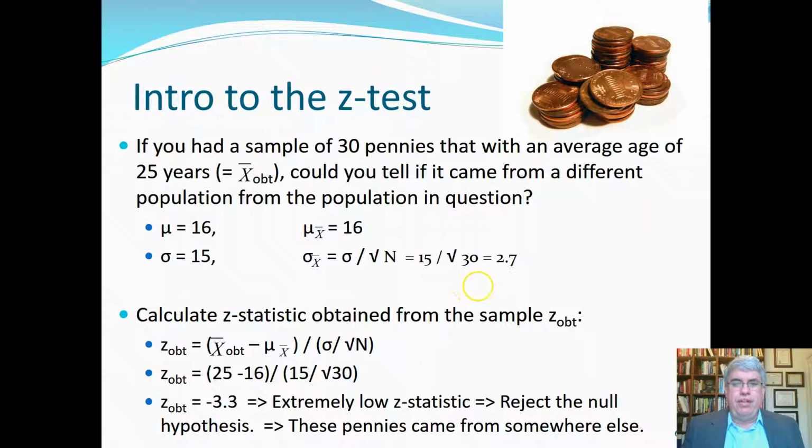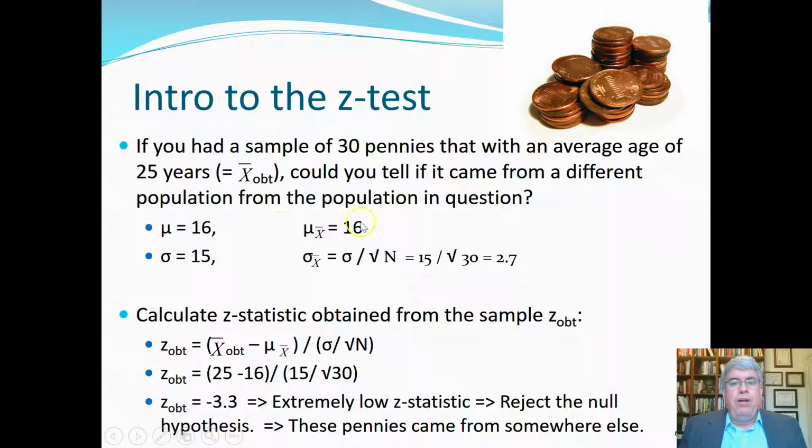Now, suppose instead of just one penny that was 25 years old, we had a sample of pennies where the average age was 25 years old. So it wasn't like the coins that are on average 16 years old, but the average of these 30 was 25 years old. We're going to call this the X bar obtained from the sample. Could you tell if it came from a different population from the population in question? One penny that's 25 years old doesn't seem unusual, but what if we had 30 pennies that were on average 25 years old?